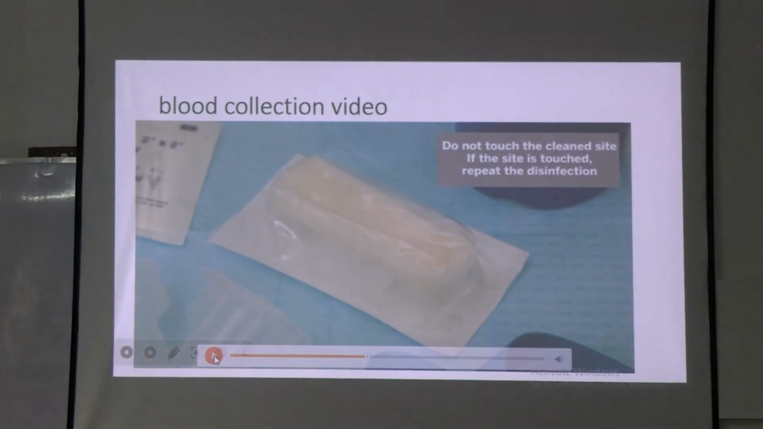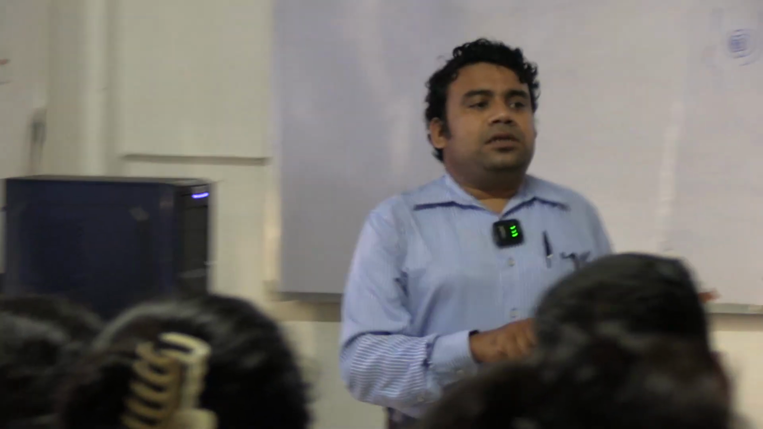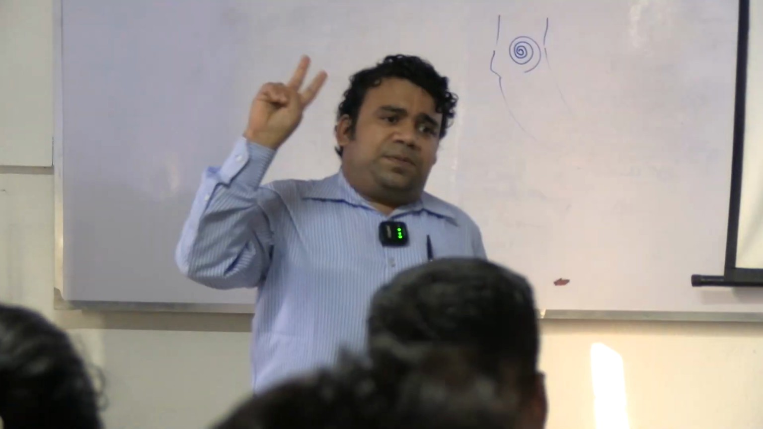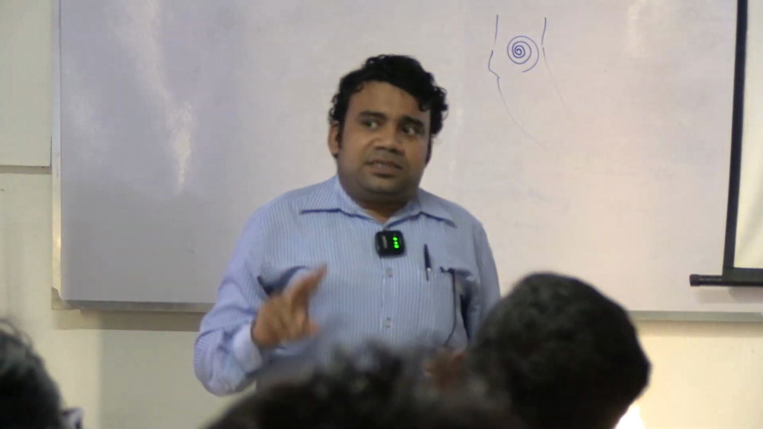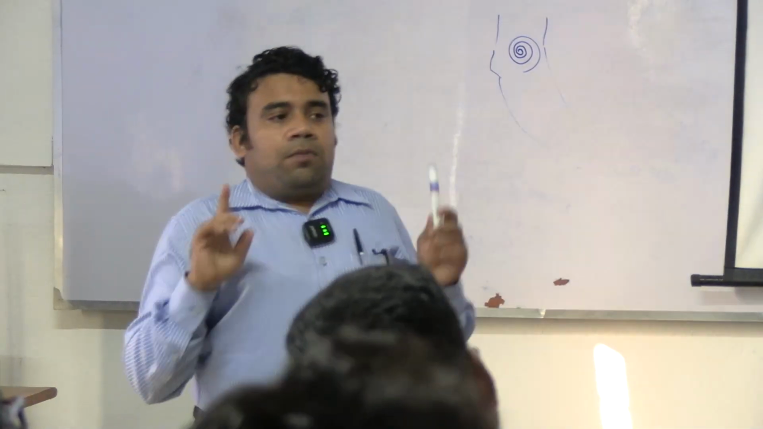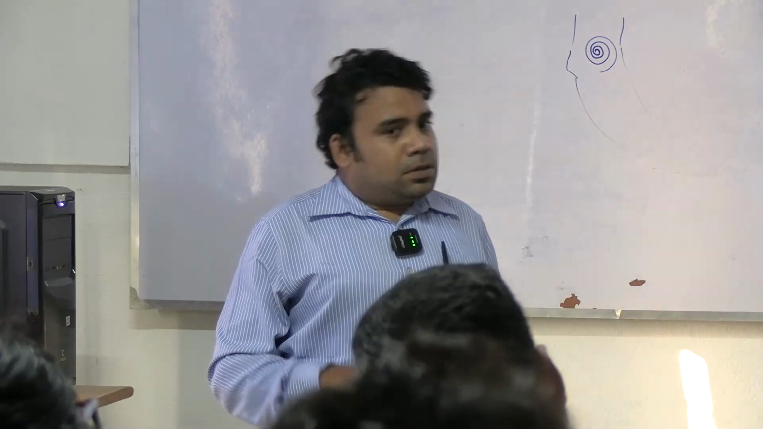Now, what would be the second disinfectant? The first one that was applied was alcohol. The second one could be either chlorhexidine or it could be iodine. Just keep in mind two things. Chlorhexidine can be used for any patient more than 2 years of age, but you should not use chlorhexidine for children less than 2 years of age.